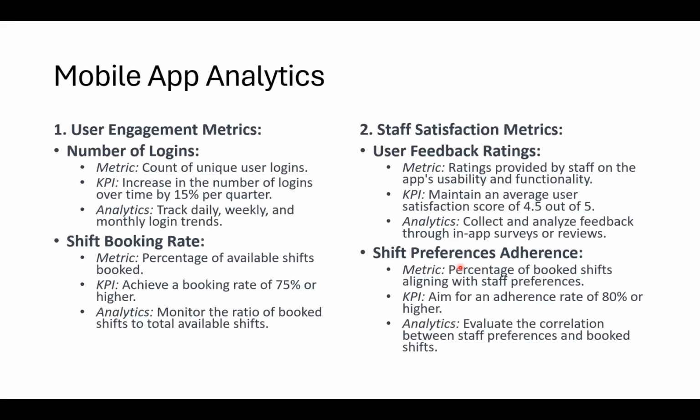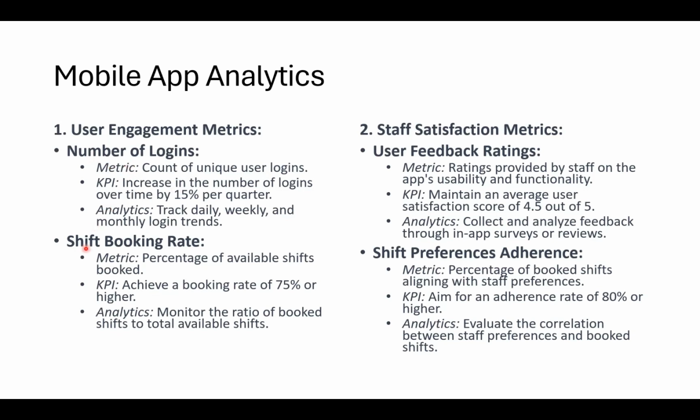Now, as a data analyst, you begin to do what we call mobile app analytics. For user engagement, the metric that we want is to count the number of unique user logins. And the key performance indicator there is that we want to increase the number of logins over time by 15% per quarter. So you see that's specific, what we want to achieve. And what are you going to start tracking? What are you going to start measuring? Track the daily, weekly, and monthly login trend. So when you are able to measure this, then you can compare if you are meeting the KPI that is set for number of logins.